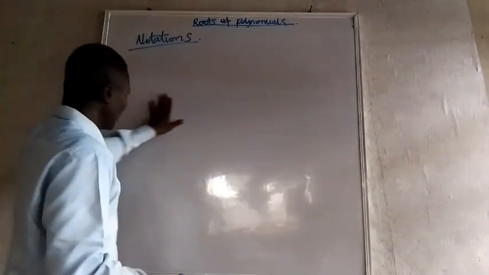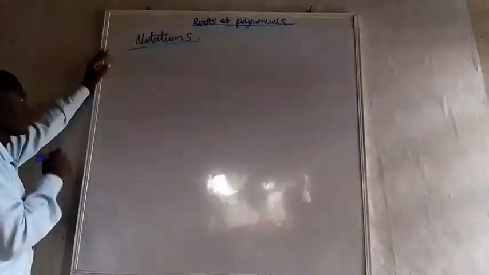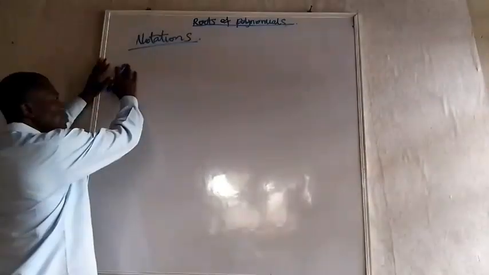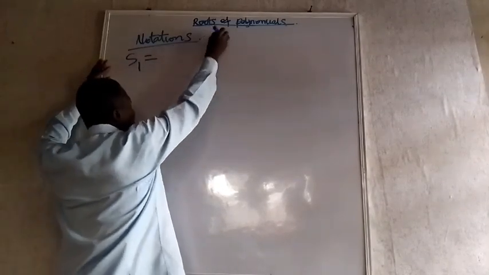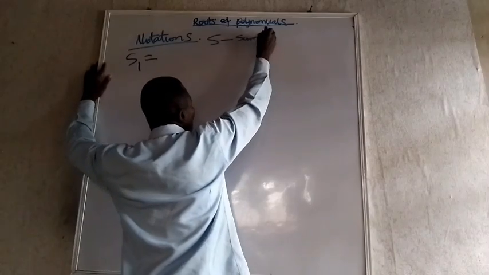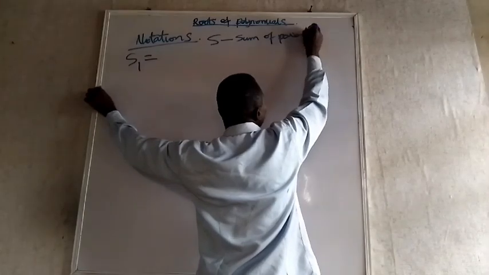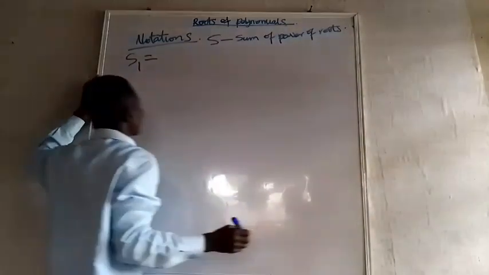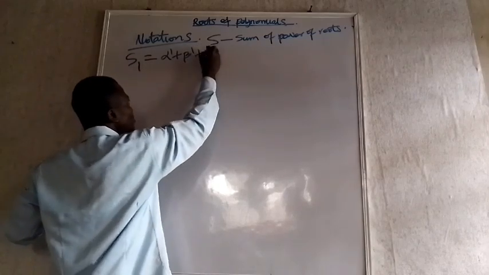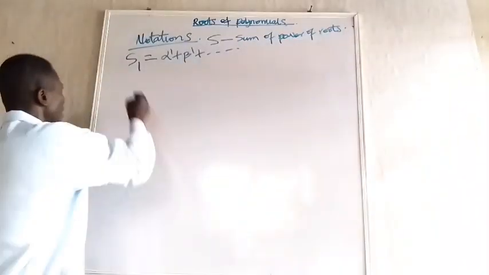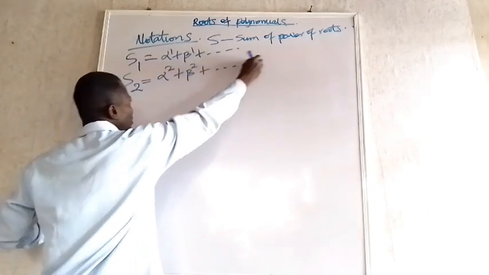When you get to higher power of polynomials, you will really enjoy and understand the essence of this notation. But for now, let's line them. When we have S1, we write S1. This is about power. S is about sum of roots, powers of roots. Like this one, S1 will be alpha plus beta plus, depending on the power. S2 will be equal to alpha squared plus beta squared plus, depending.